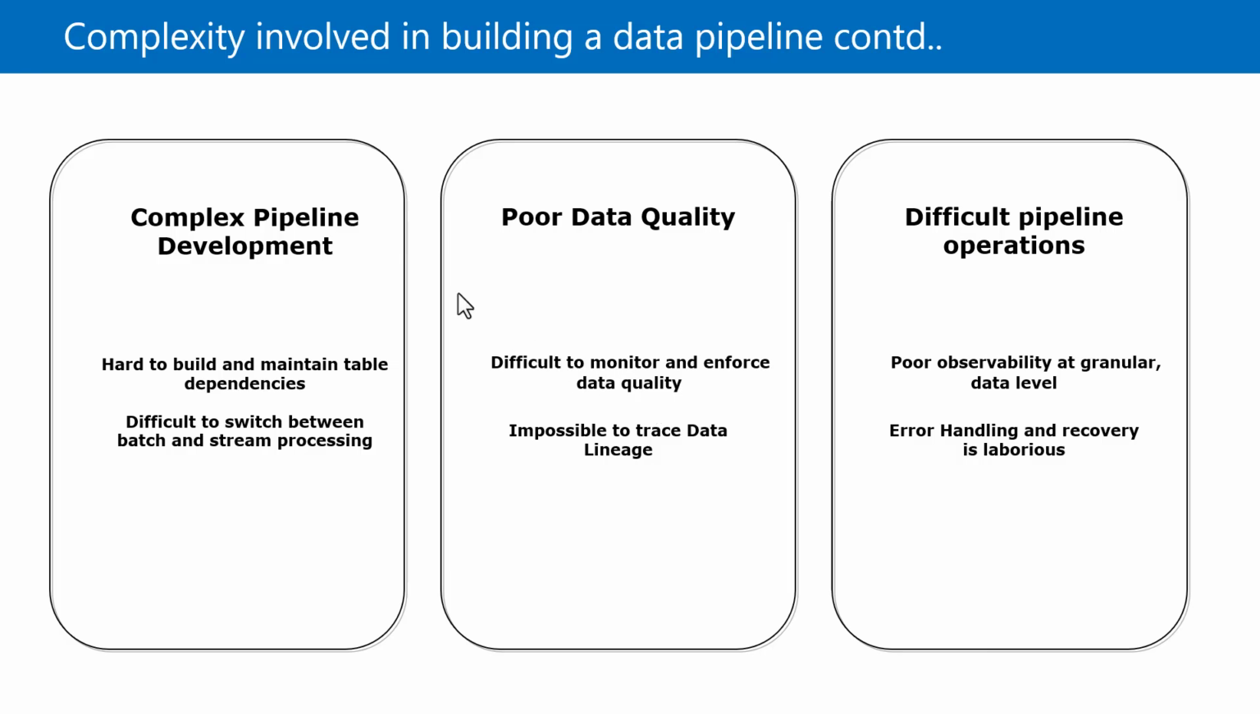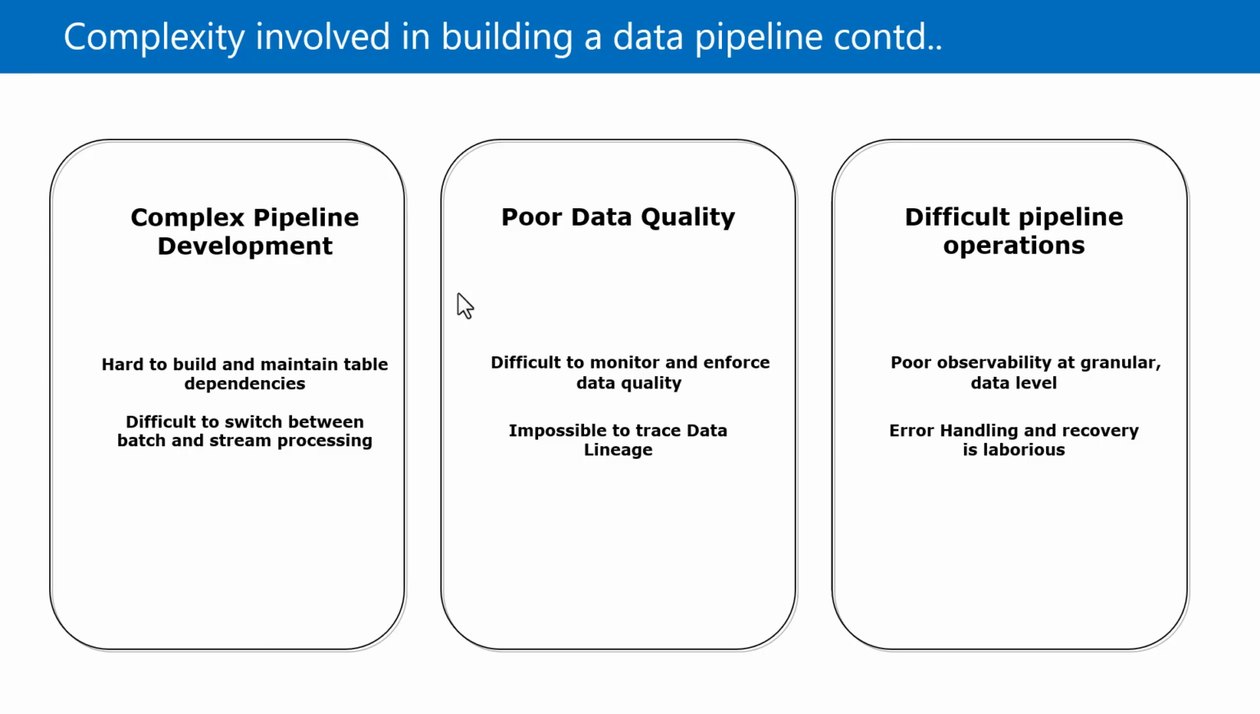So if you summarize these complexities, first of all, it is hard to build and maintain the table dependencies because there are lots of dependencies between different tables. It is difficult to switch between batch and stream processing because the data is coming from both sources, stream processing as well as batch processing. At the end of the day, you want the data from both ends and then massage it and use it.